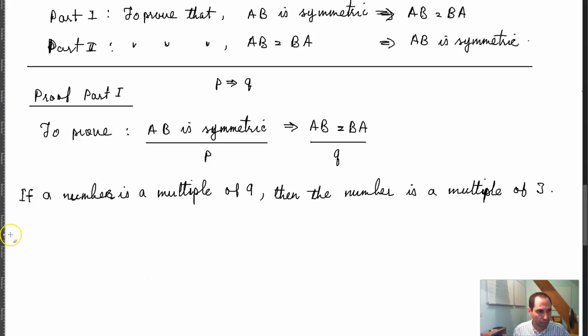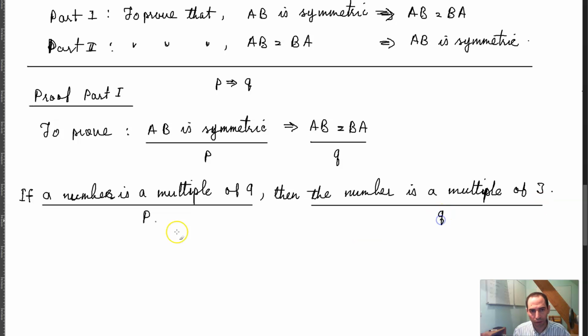Now, I can call this statement P, and I can call this statement Q, and what this is telling me is that if P then Q, right? If P then Q. What this statement means is that if a number is a multiple of 9, then the number is necessarily a multiple of 3.